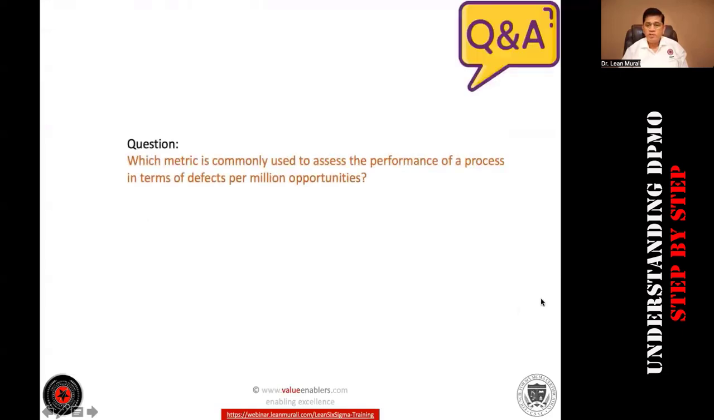The follow-up question on this is, which metric is commonly used to assess the performance of the process in terms of DPMO? PPM, DPU, DPMO, or DPPM? Just now we answered this question, so it should be super easy to answer, right? C, which is DPMO, defects per million opportunities. Fantastic. Congratulations to whoever answered C.